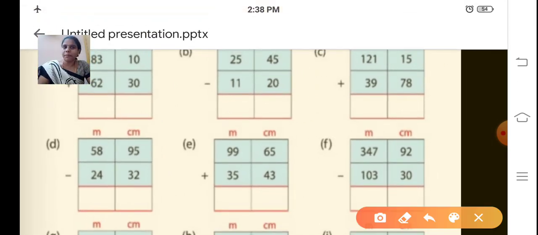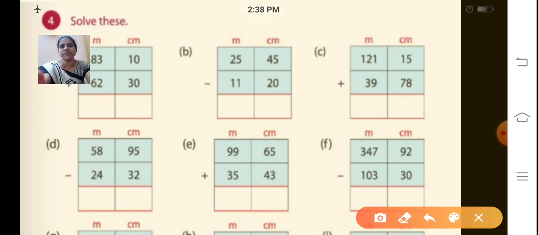Yes. Normal subtraction. First we'll subtract the centimeters. 5 minus 0 is 5. Then 4 minus 2. After 2, 3, 4. So 25 centimeter. Then move on to the meters part. 5 minus 1. After 1, 2, 3, 4, 5. So 5 minus 1 is 4. Write down 4. Then 2 minus 1. 1. So the answer is 14 meter 25 centimeter. 25 centimeter. Normal subtraction.